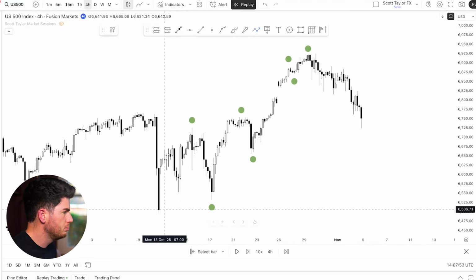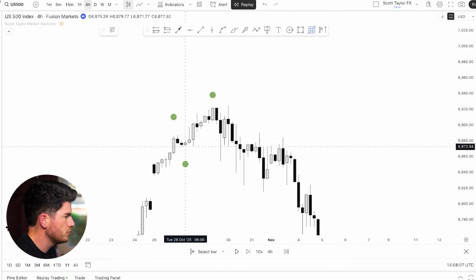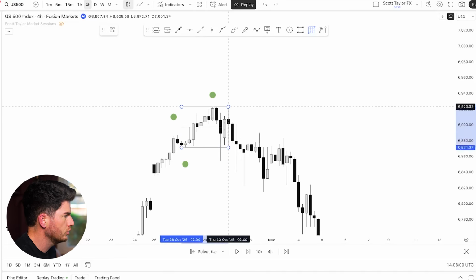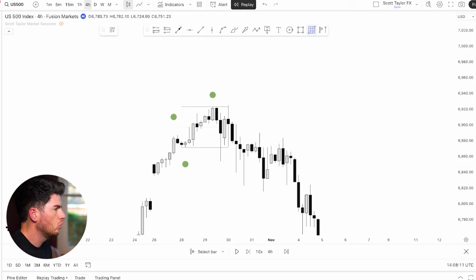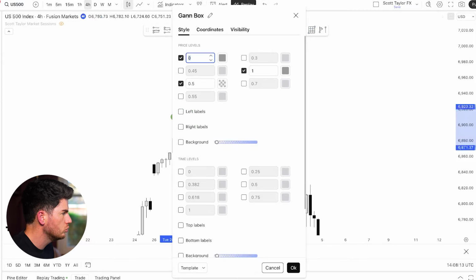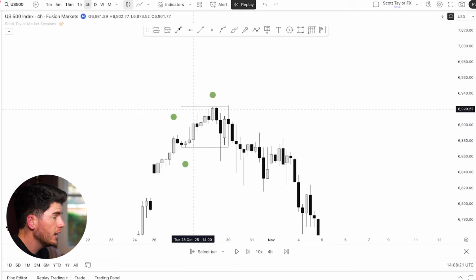What we want to understand is where the most recent range is. Now, if it's obvious for you on the chart, then draw it on using a Gann box or a rectangle tool. This is my Gann box setting, 0, 1. You can have a 0.5 for a midway point, but it's not that necessary. You want a high and a low, right?